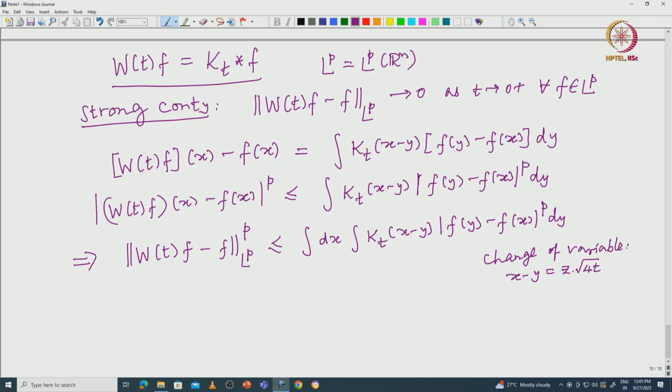If you do that, this is less than or equal to pi to the power something, since some cancellations take place and we get rid of this t factor here. So, we have the integral of k_t(z) dz times the integral of |f(x minus root 4t z) minus f(x)|^p dx.